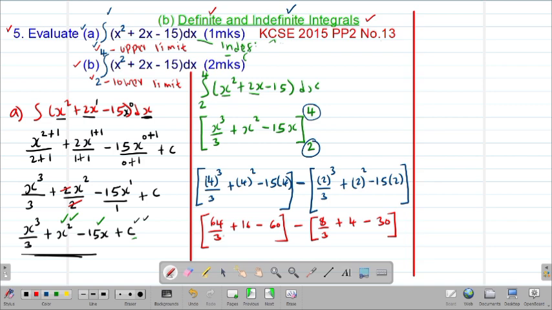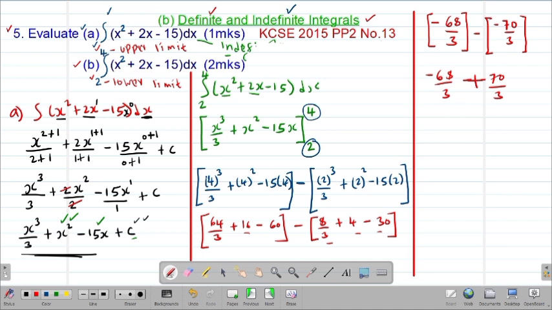You take 64 over 3 plus 16 minus 60. Your calculator will give you negative 68 over 3 as the first bracket. Then of course minus. In the second bracket, we are going to take 8 over 3 plus 4 minus 30. Your calculator is going to give you negative 70 over 3. So this will give us negative 68 over 3, then of course minus 70 over 3.